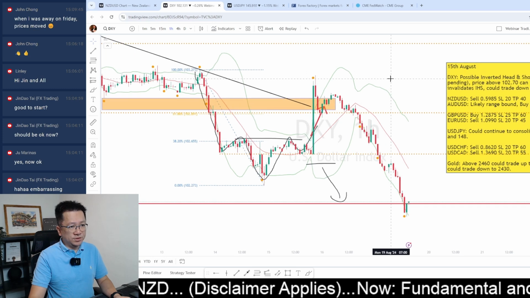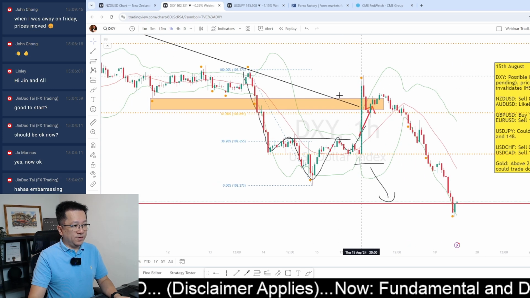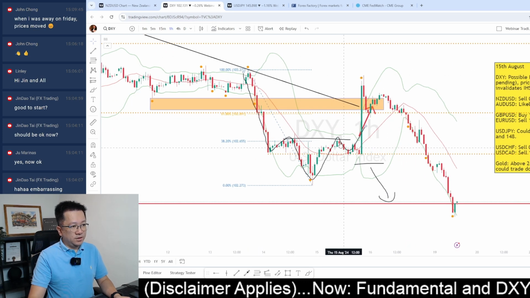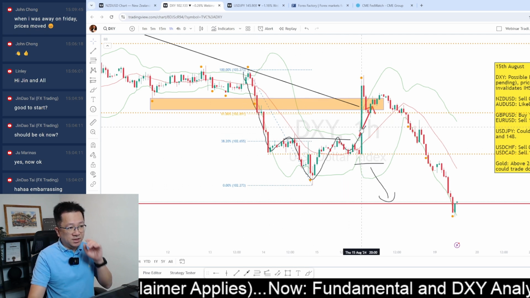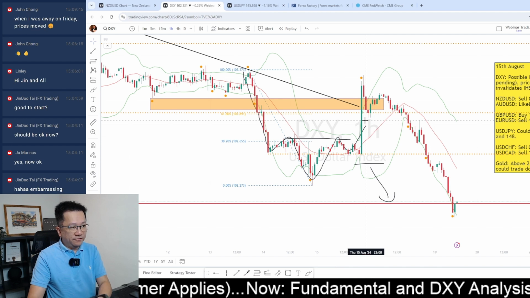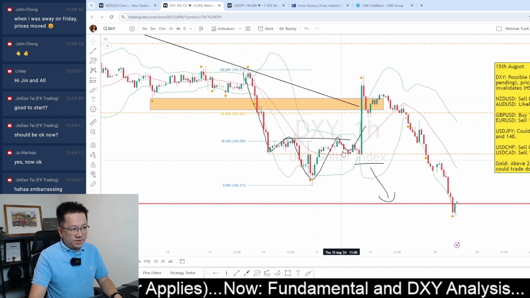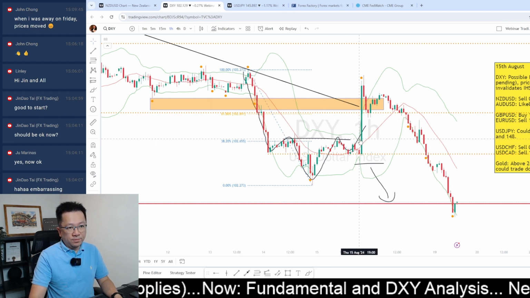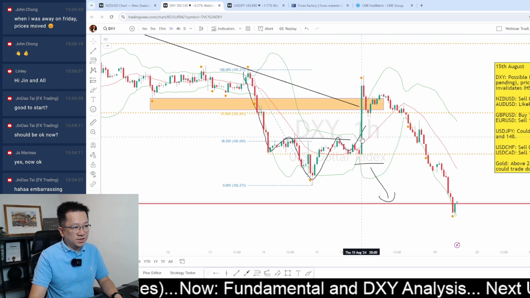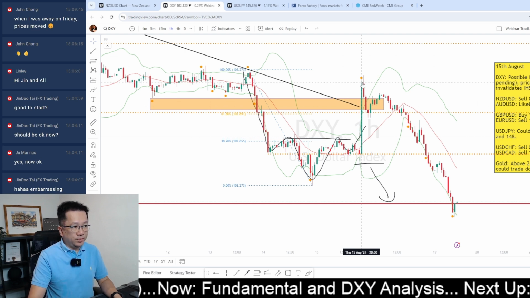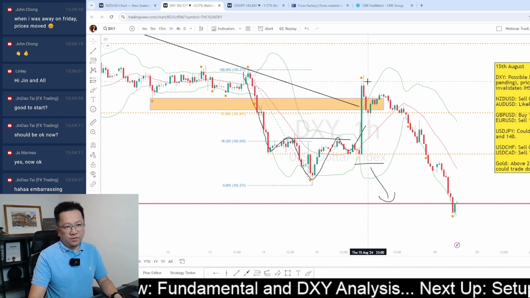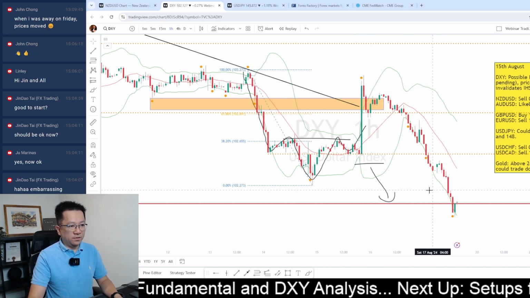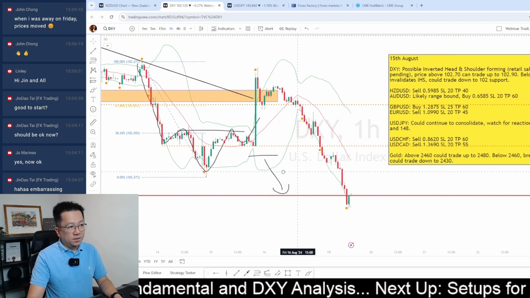Also, something to note was that on Thursday, we were talking about the inverted head and shoulder on the dollar index, and that actually worked out very well, where it formed the inverted head and shoulder. When it broke above that 102.70 level, it went straight up to that point and even higher towards 103.20 before turning right back down again.